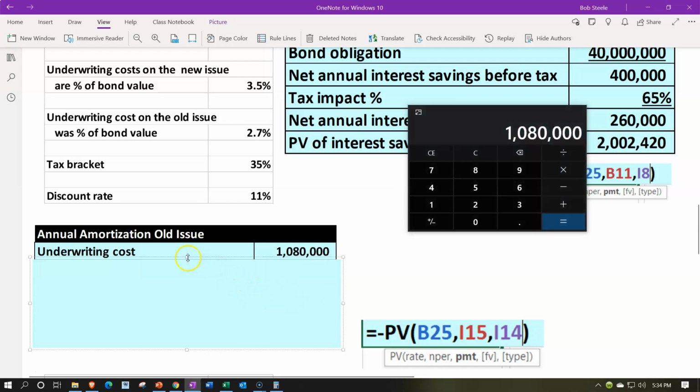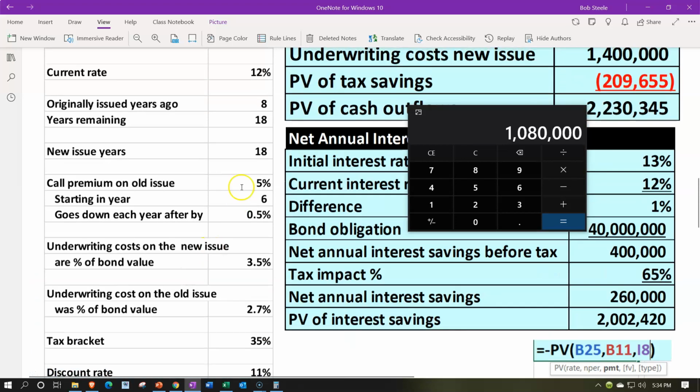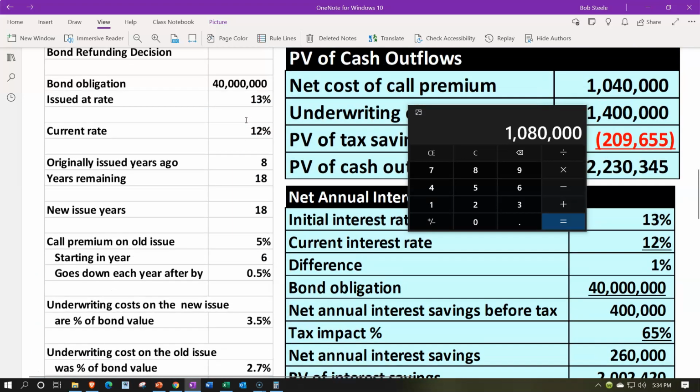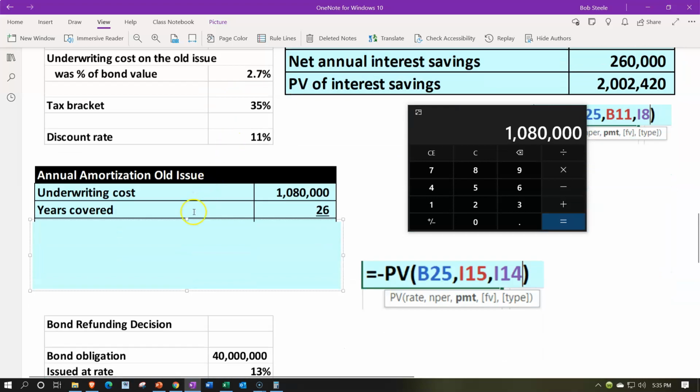So we're going to take that 1,080,000 of the old issuance and divide it by 26, which is the 8 plus the 18, the total years that we had issued them for 8 years ago, so that we can calculate the straight line expense per year, kind of like a straight line depreciation calculation. So we would then get to expense the 41,538.